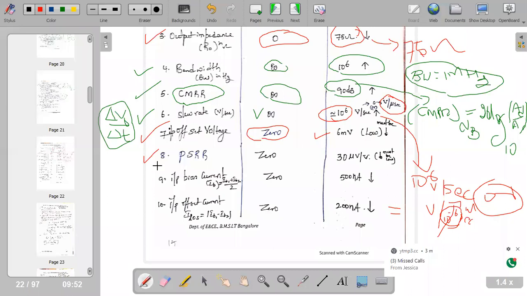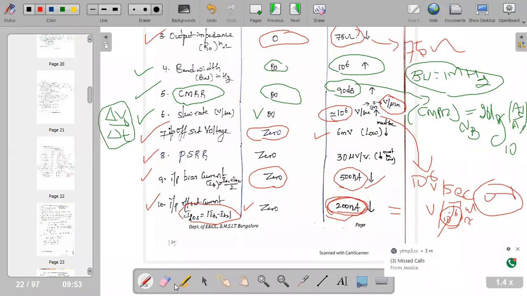So again, input bias current. Ideally the value of input bias current is 0, but practically it is as low as possible, the maximum bias current being 500 nanoamperes. That is very small. And input offset current is the difference in the bias currents. Ideally the value should be 0, but practically it is low, with a maximum value of 200 nanoamperes.